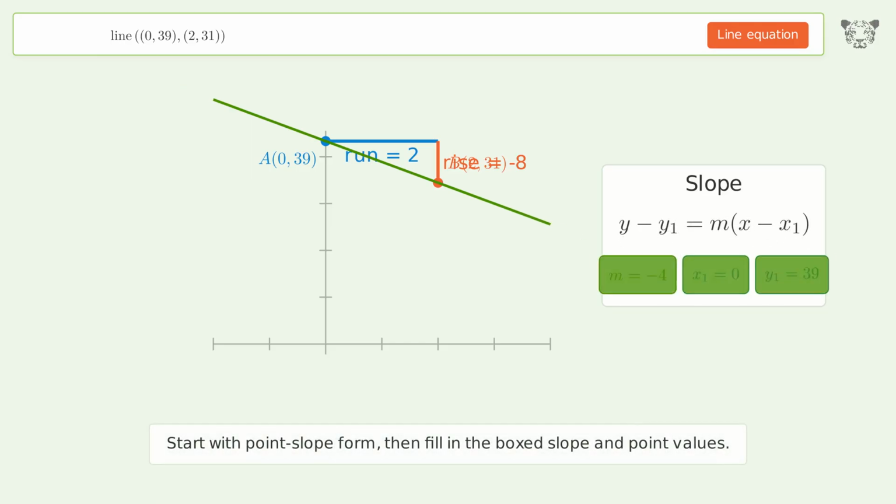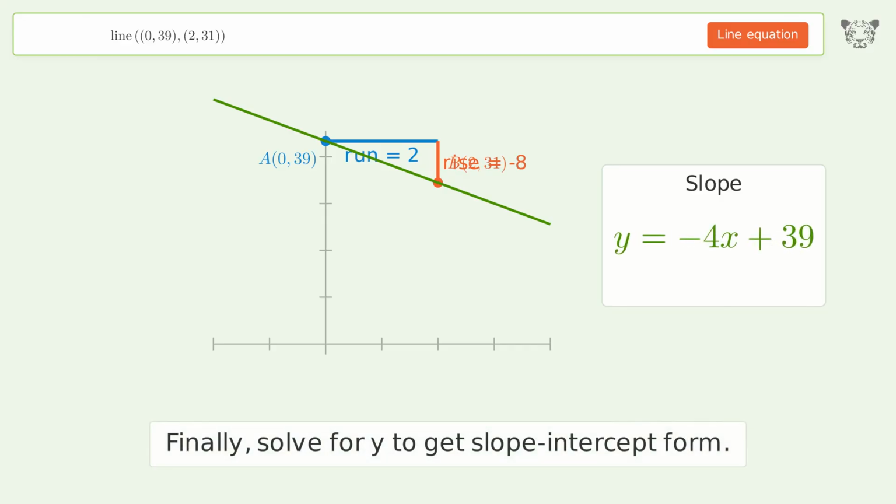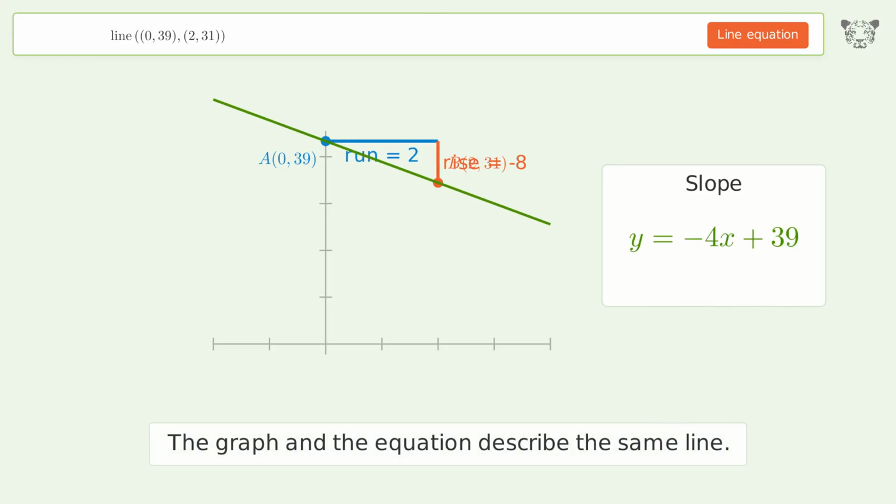Start with point slope form, y minus y1 equals m times x minus x1. Then fill in the boxed values, slope is -4, x1 is 0, and y1 is 39. That gives the specific point-slope equation for this line. Finally, solve for y to get slope-intercept form. The graph and the equation describe the same line.